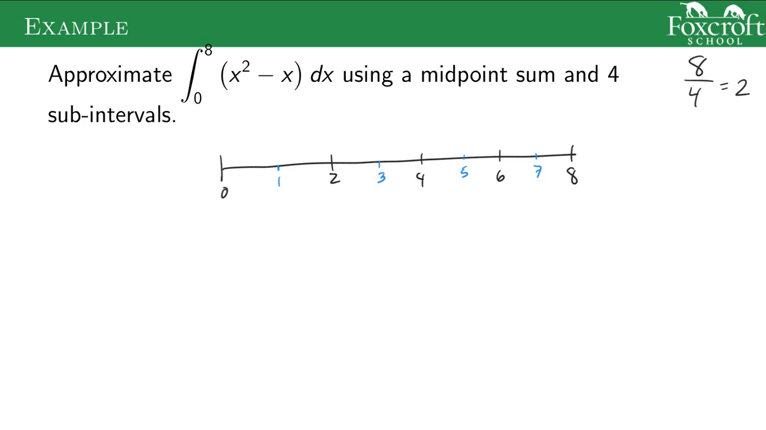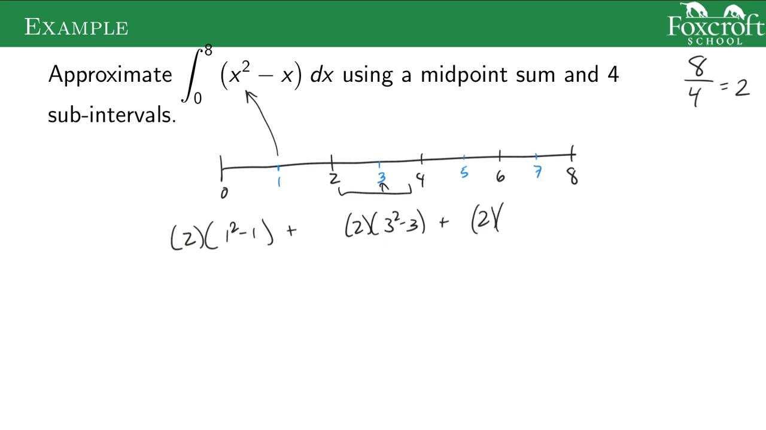All right, so now when I go to find my Riemann sum, my first rectangle has a width of 2. And to find the height of it, I take my midpoint and plug it in: 1 squared minus 1. My second rectangle has a width of 2, and I plug the midpoint of that interval, which is 3, into my function. And you see the process, 2. The midpoint of the next interval is 5, so I'm going to plug 5 in. Plus the width is 2. I'm plugging 8 in. No, I'm not plugging 8 in. 8 would be a right-hand sum. I'm doing a midpoint sum, so I'm going to plug in 7.